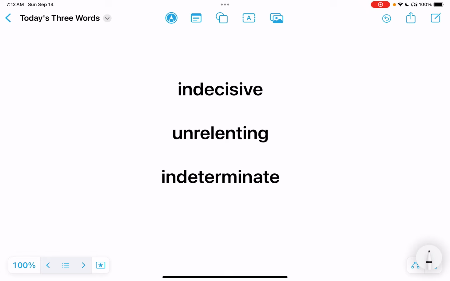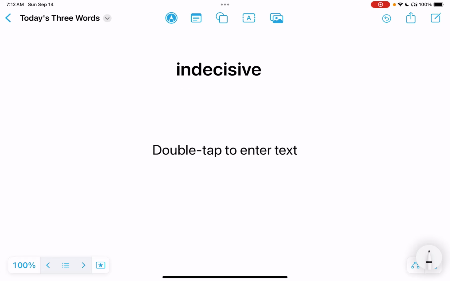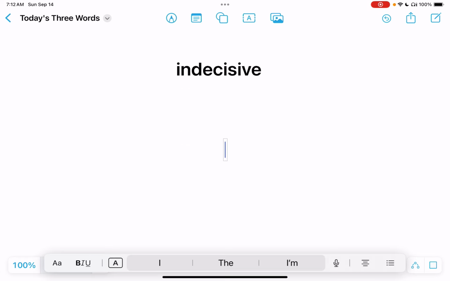Today's 3 words I've selected are indecisive, unrelenting, and indeterminate. Indecisive, unrelenting, and indeterminate. All right, let's get started with indecisive. Indecisive is an adjective, a word that describes, and it means unable to decide. Let's see what kind of sentences we can use indecisive in.